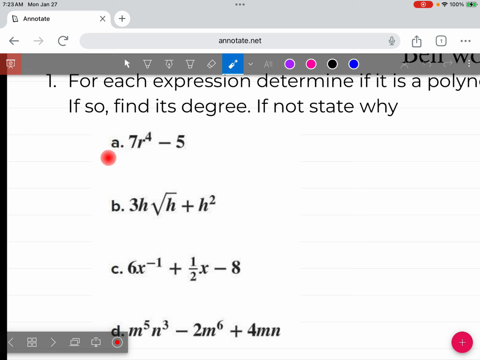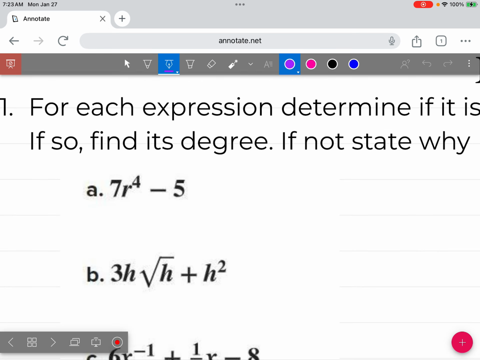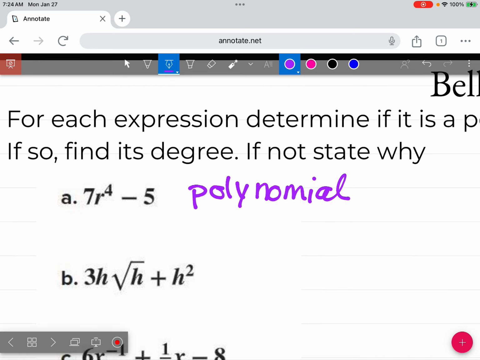What do we think for A? Is this a polynomial or not a polynomial? Hang on, I can't hear you. Say it again. It is, yes. This one is a polynomial. What degree does it have? Our degree is our biggest exponent, so our degree here is 4. Degree of 4.